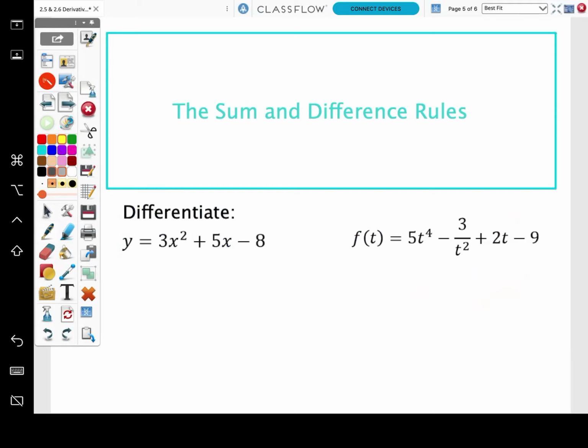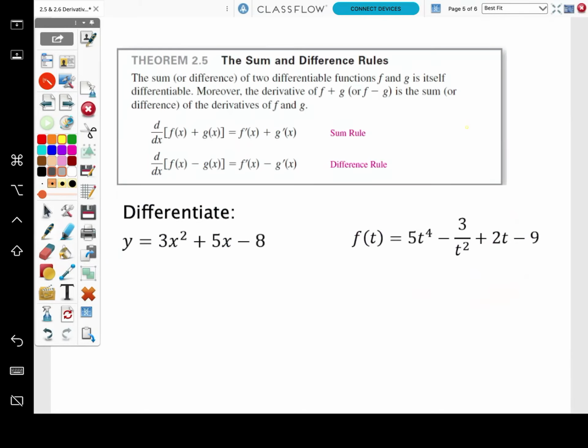One more rule. Sum and difference rules. So based on our examples here, we're going to be talking about how do we add and subtract all of these different powers and constant functions. This rule just says you find the derivatives of each little piece and add or subtract them.